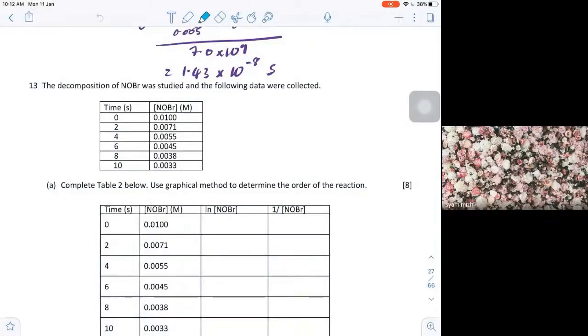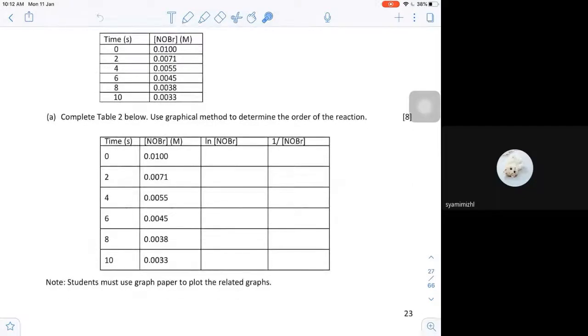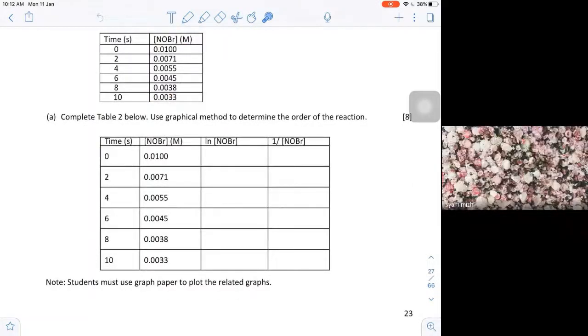Okay, so look at this. It is the decomposition of the NOBR. What is given to us is the time from 0 second to 10 second and also the concentration of the NOBR. Okay, so the first step is you have to complete the table by using this data. You have to press the ln, you have to get the ln value and 1 over concentration value for each concentration that we have.